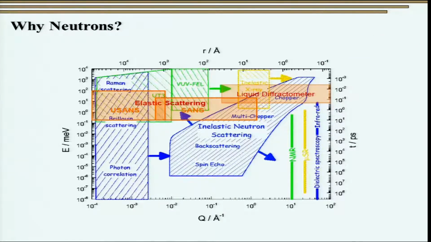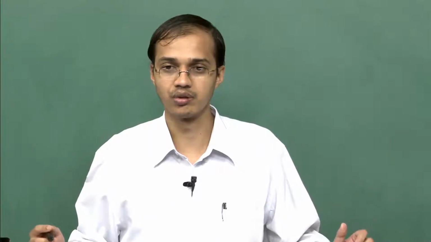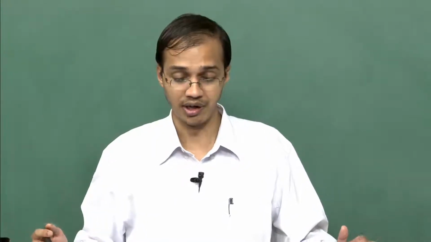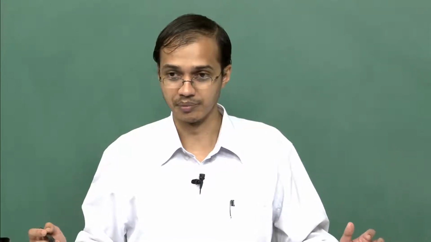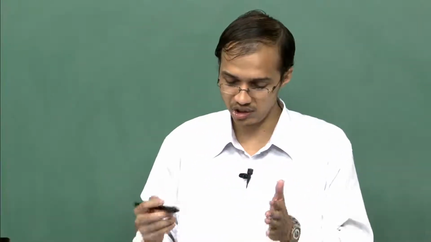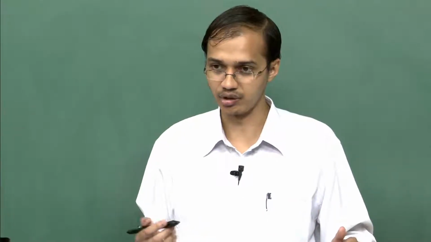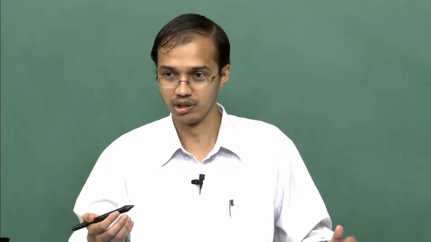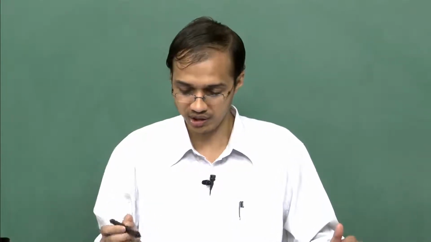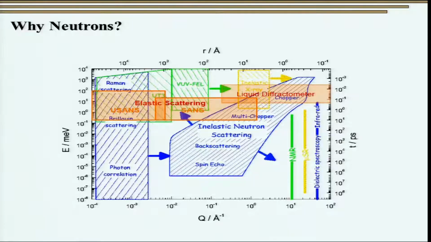Having talked so much about neutrons, let us now sum up with why neutrons are important, and for this we have to go to the energy momentum space diagram. Here we see this is our energy and momentum diagram, or reciprocal space and angular velocity diagram. For different amounts of q and energy, you can also plot it as r versus t, where r is the spatial distance and t is the time.